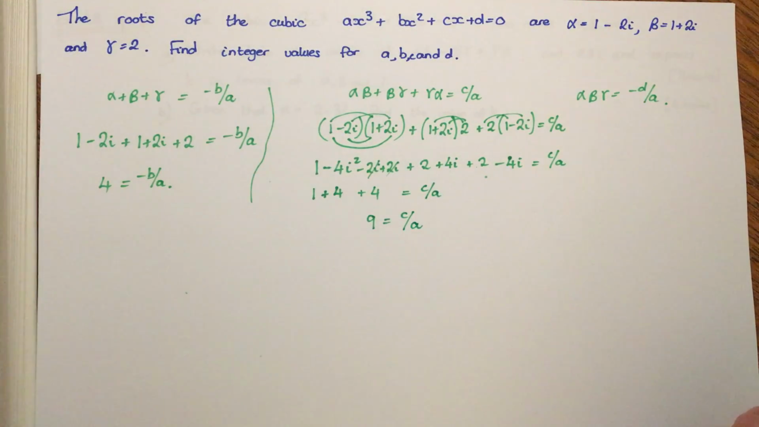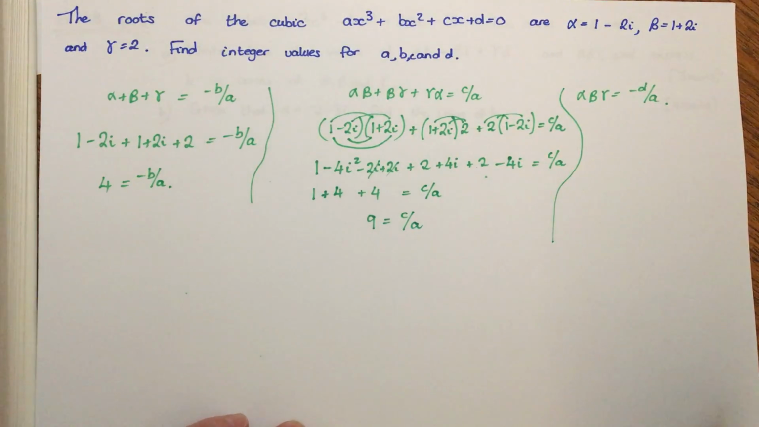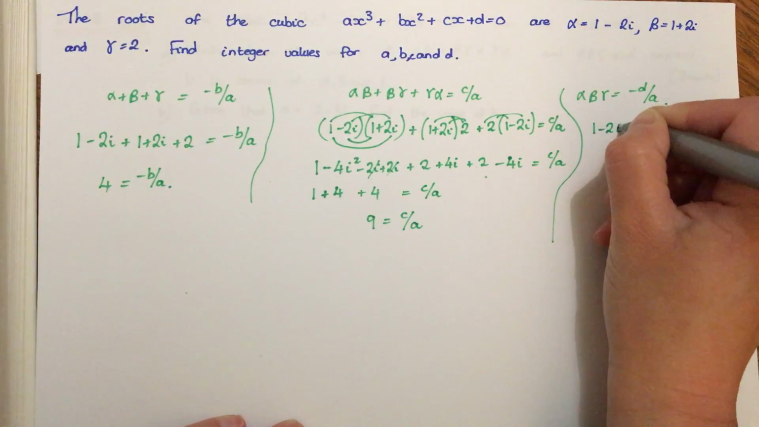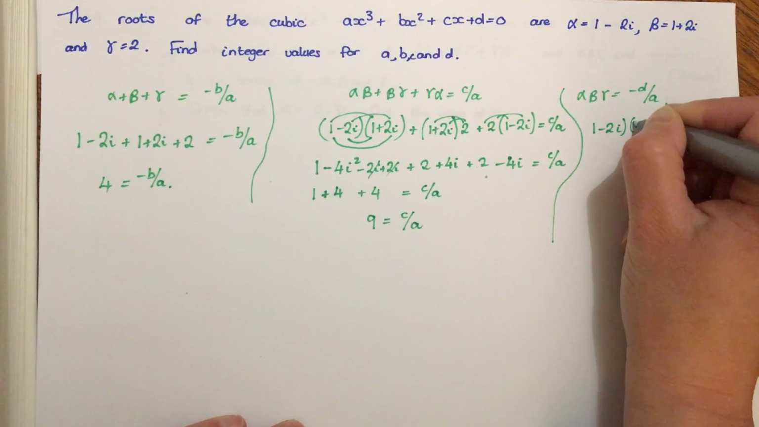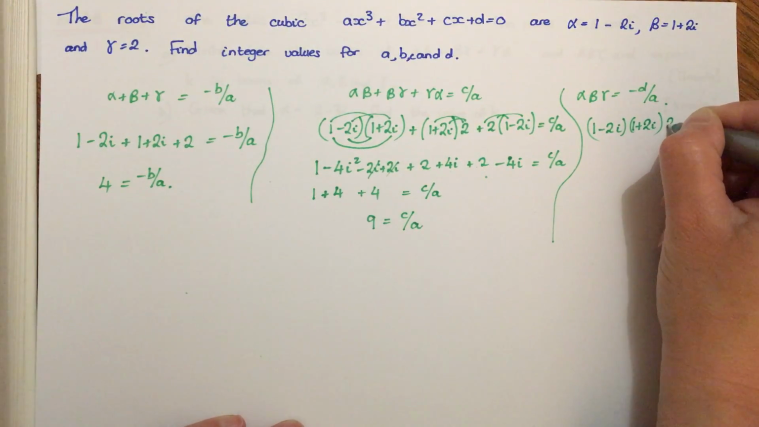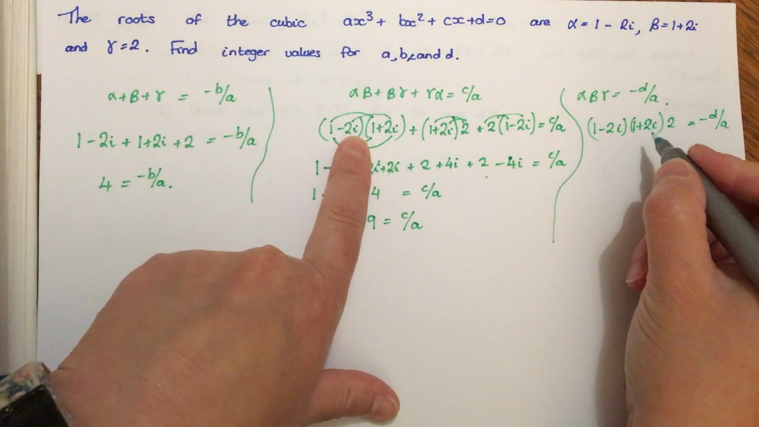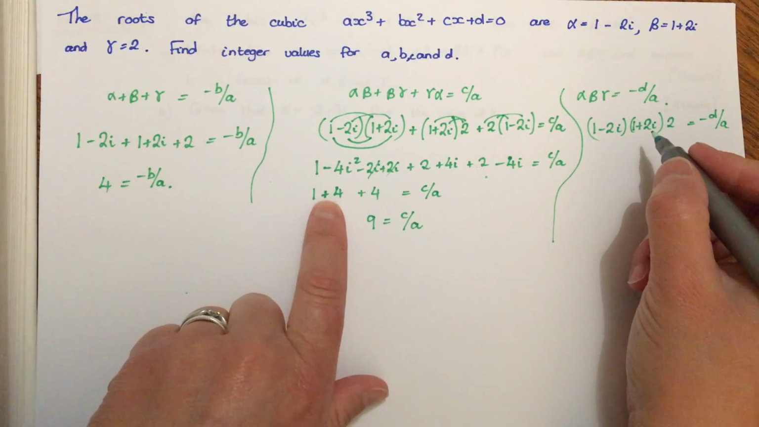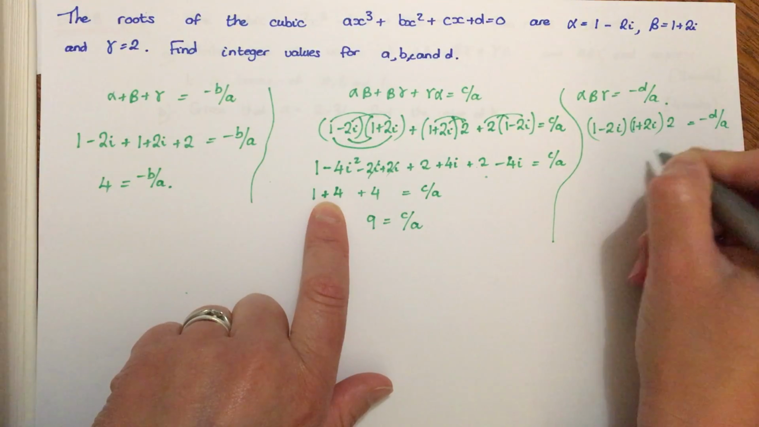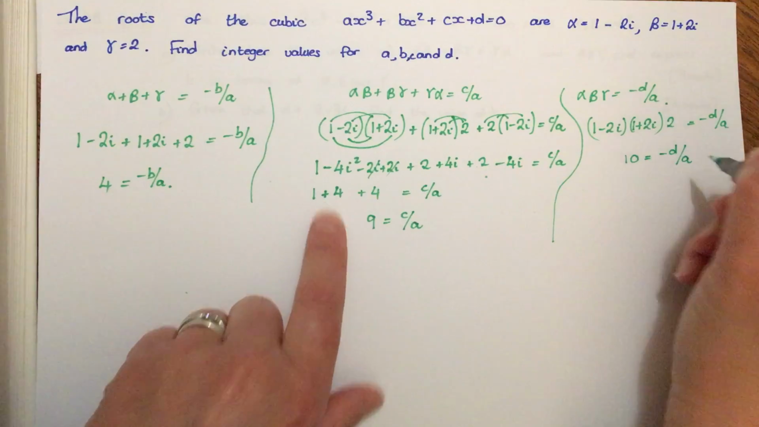is c over a. If I squish this bit on here, can you still see that? Alpha, beta, gamma is 1 minus 2i, 1 plus 2i times 2 equals minus d over a. Alpha, beta I've already multiplied out here, and I know that it gave me 1 plus 4, so 5. So I know that 5 times 2 is 10, is minus d over a.